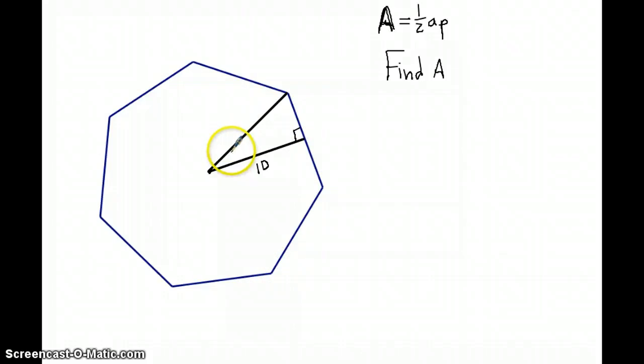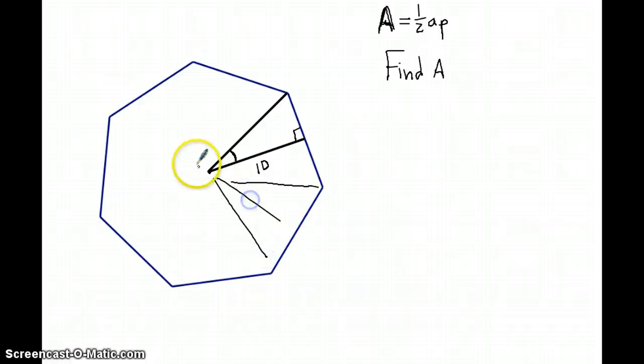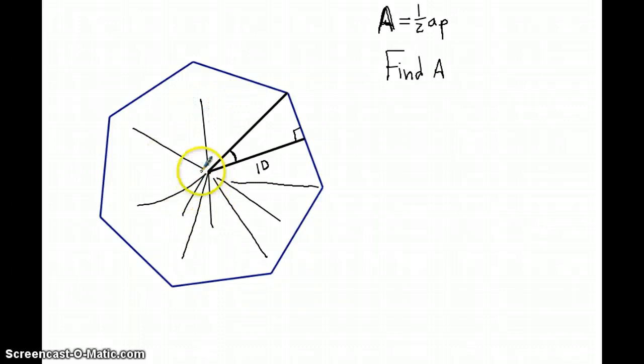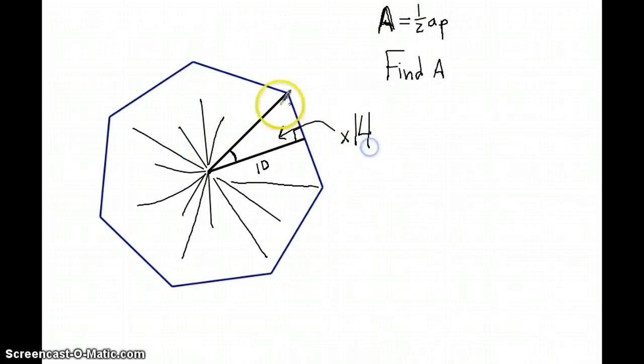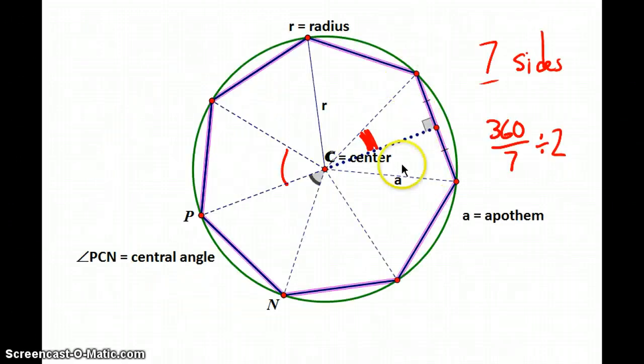First of all, let's figure out the angle of this little piece right here. If you think about how many right triangles this whole thing is divided into, I have really 7 big isosceles triangles, but then each isosceles triangle is divided in half to make a right triangle. So actually there's really 14 of those little right triangles in the whole picture.